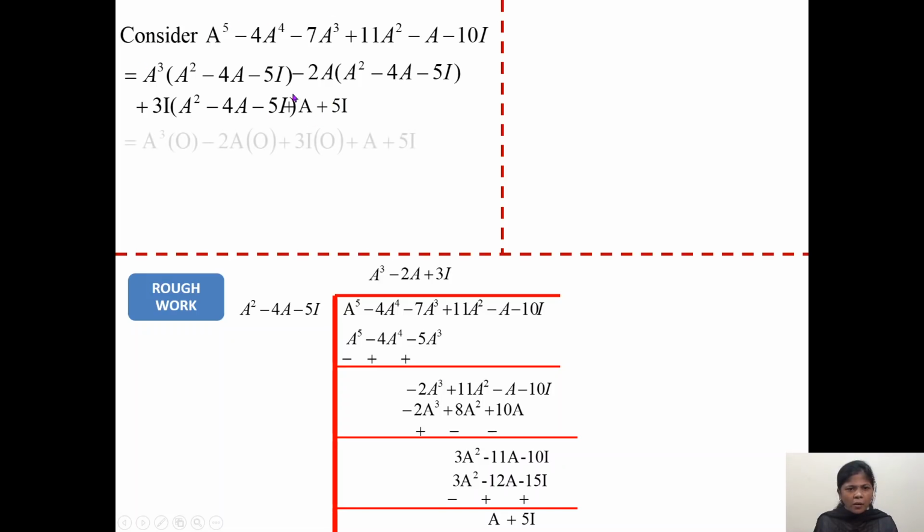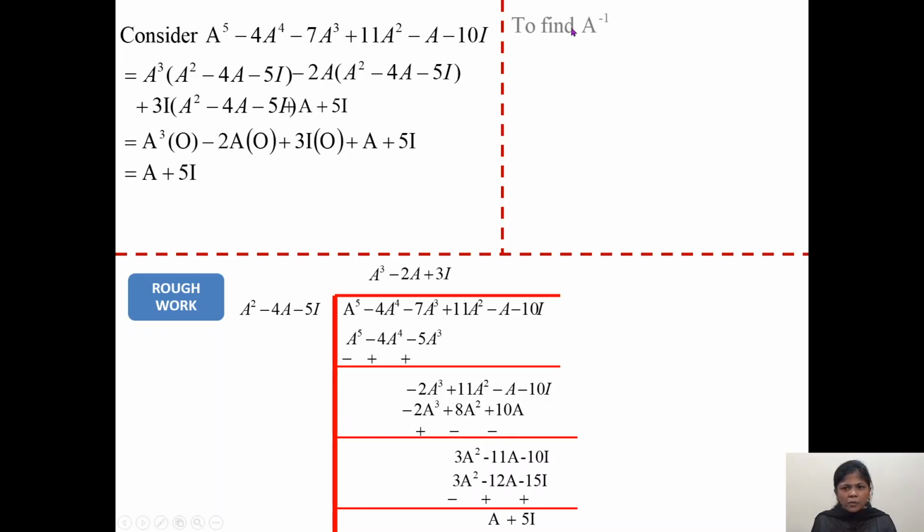Reduction is complete. Now according to equation number 2, the value of this bracket term A square minus 4A minus 5I is nothing but 0. So all this is 0. And any matrix multiplied by a 0 matrix will reduce to 0. So all these first 3 terms vanish and we are left with A plus 5I. So therefore the value of this polynomial is nothing but A plus 5I, which is a linear polynomial in A. So with this, the first part of this example is over.